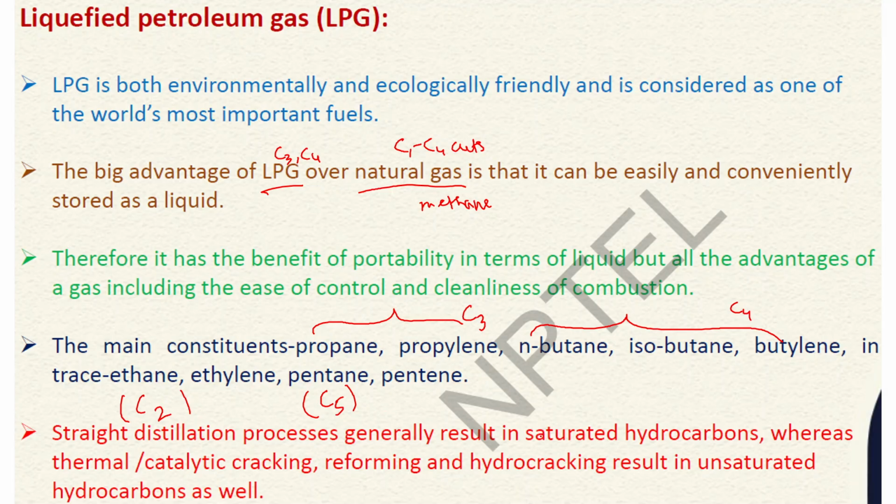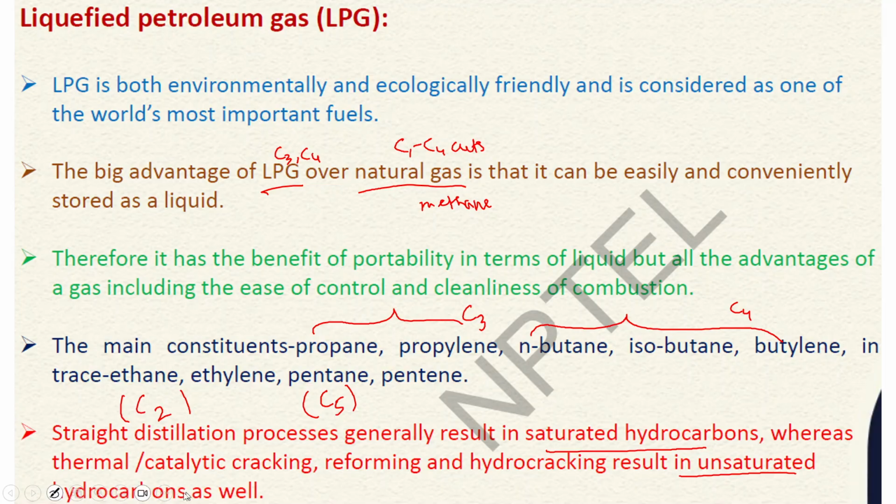The straight distillation process generally results in these during the extraction of LPG. As I told, it is the lightest cut that is extracted from the crude oil, so it is extracted from the overheads of the atmospheric distillation unit. The distillation processes mainly yield saturated hydrocarbons, whereas the secondary processes which we studied earlier, thermal cracking, catalytic cracking, reforming, hydrocracking, yield unsaturated hydrocarbons.